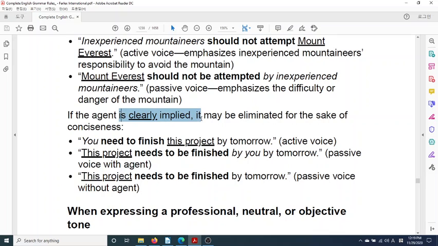If the agent is clearly implied, it may be eliminated. You need to finish this project by tomorrow. Well, of course. But if I'm talking to you about your project, I don't even need to say you, right? This project needs to be finished by tomorrow. I can just drop the word you from the sentence. It's very obvious from the context that you are the person doing the project. It's your project. You're the one that needs to do it, and you're the one that has to do it. I don't have to say the word you, right? This project needs to be finished by tomorrow.